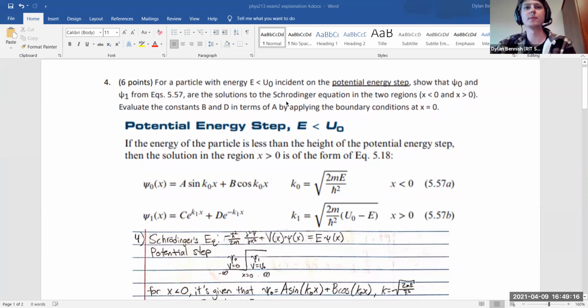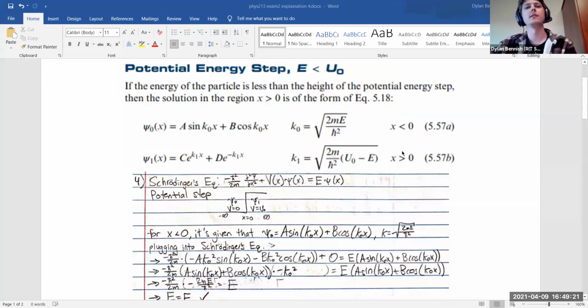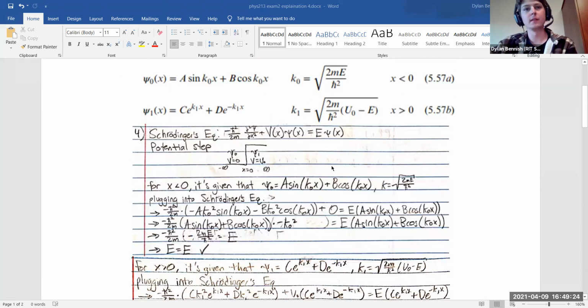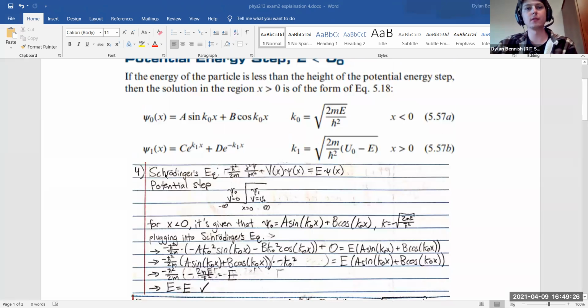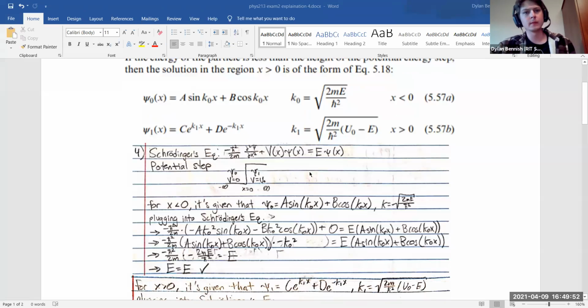We also have to find the constants B and D in terms of A, applying boundary conditions at x equals 0. So the given equations are here. What we'll do first is recall Schrodinger's equation, which is just given. I drew the potential step here to describe what a potential step is. At x equals 0, there's a jump from V equals 0 to V equals U naught. We'll call these regions psi naught and psi 1, the functions in those regions, and x goes from minus infinity to infinity with that step at x equals 0.